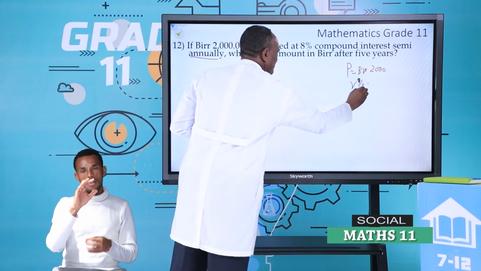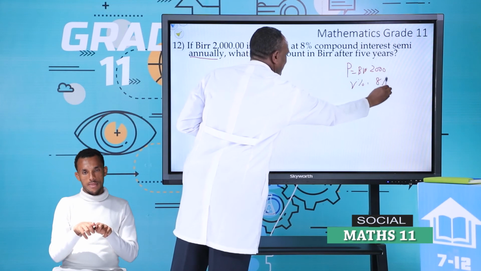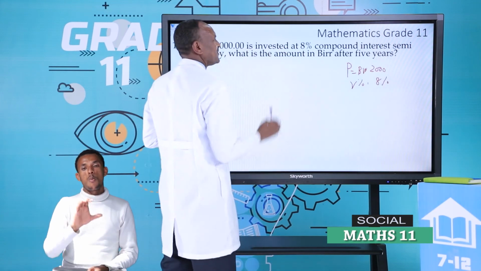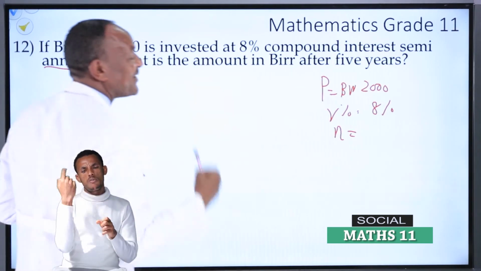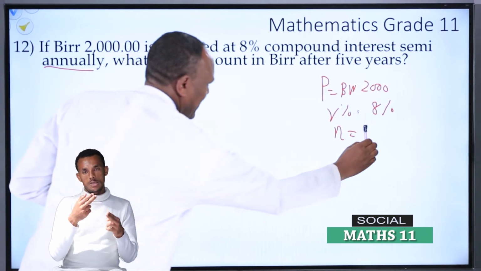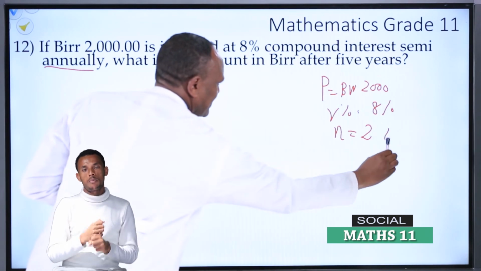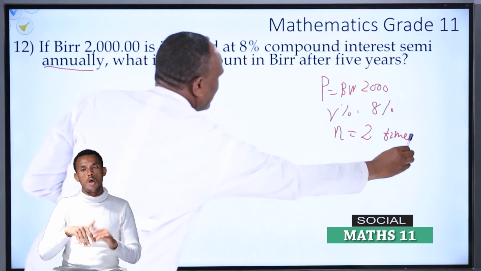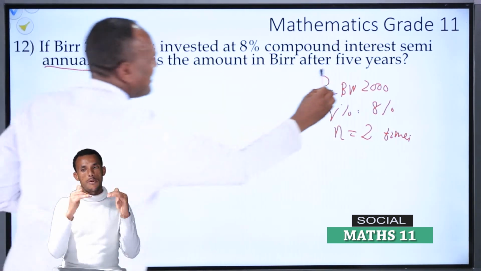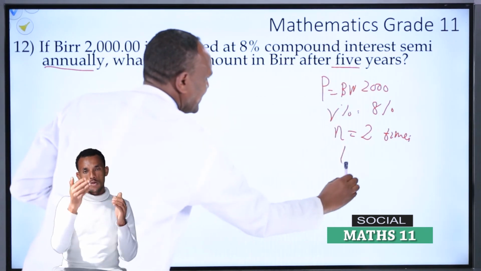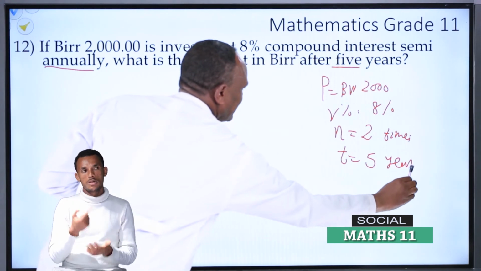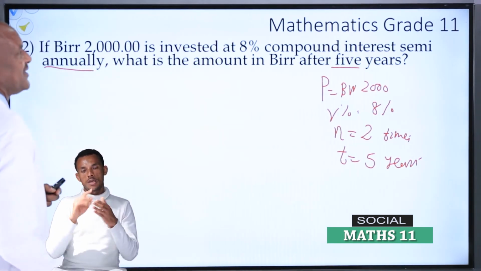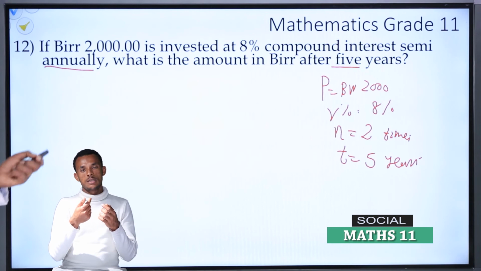The rate R% is 8%, compounded semi-annually. How many times are you paying yearly? Every 6 months, that means 2 times in a year. For how long are you going to use that amount? For 5 years, so T will be equal to 5. I think four pieces of information are given. So how much birr is expected after 5 years?